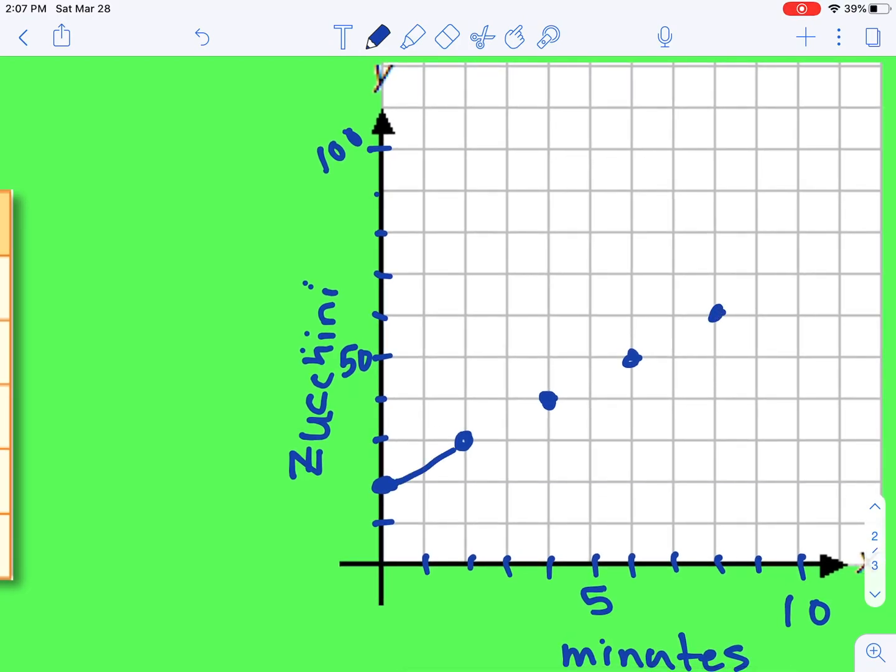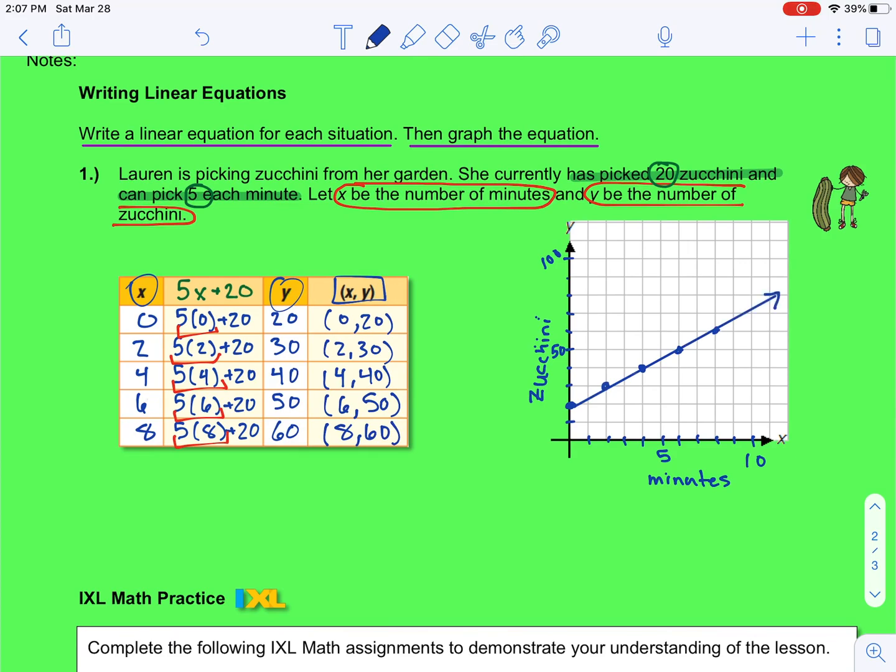Now go ahead and draw your line of best fit. You can extend it, but this time you're only going to extend in one direction because I can't have a negative number. That way we can now use our graph to figure out if she picked for 10 minutes or 12 or even 100, you'd be able to figure out relatively quickly how many zucchini she had.